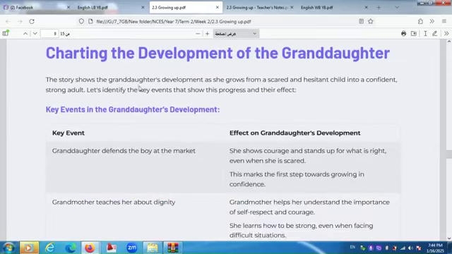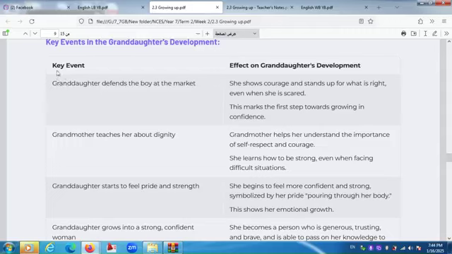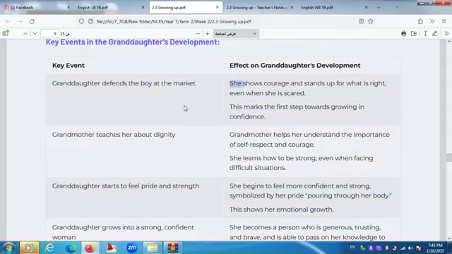Can I make a chart of growth and development of the granddaughter? Yes, I can. The granddaughter defends the boy at the market. That's a very important key event, and she talks as well. She shows courage and stands up for what is right even when she is scared, and this marks the first step towards growing in confidence. These key events and effects are very important. Questions in the exam might be like this: give an example from the text and show the effect, in the checkpoint or in the quizzes.